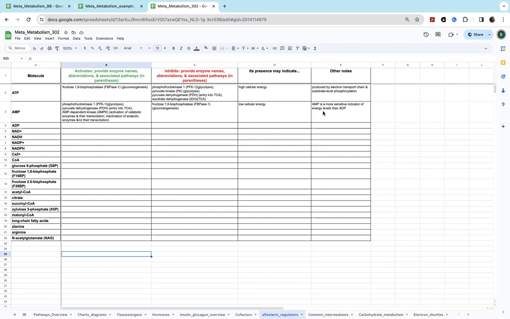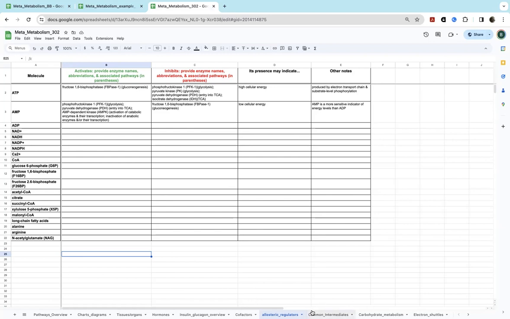And then I just put as a note that AMP is a more sensitive indicator of our energy levels than ADP. That goes back to how the AMP levels are going to be lower than the ATP levels, so small numeric changes will have a larger percentage-wise difference, as well as the fact that you can interconvert between the nucleotides and then have the AMP be more sensitive than the ADP. But anyway, that's getting a little off topic. That's the sort of thing that you can put in your other notes column.